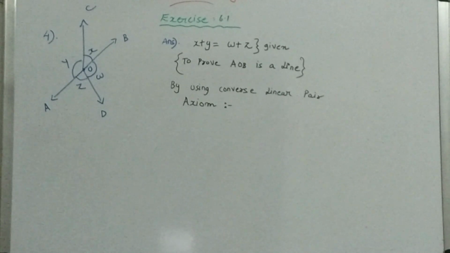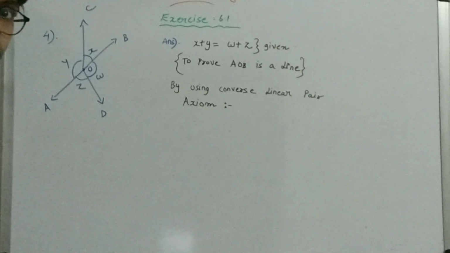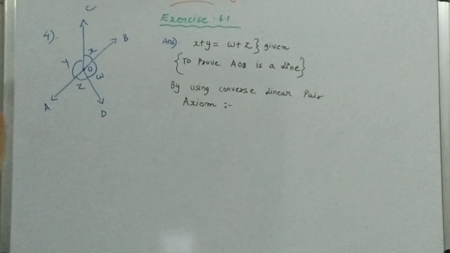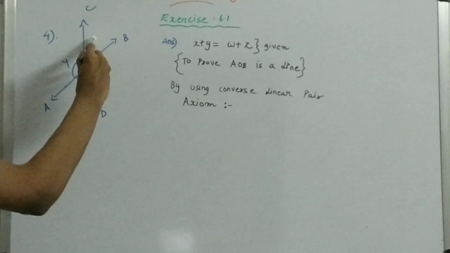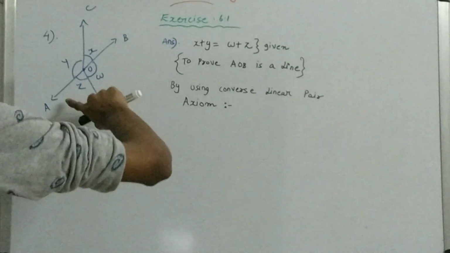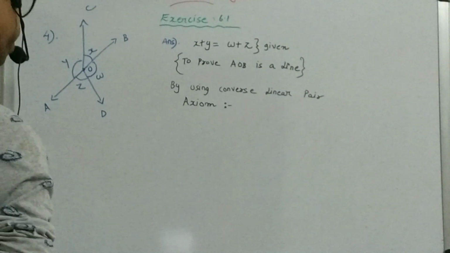Now we have learned in our introduction video about the converse of linear pair axiom. If you see, this is the ray OC. If somehow we prove that x plus y is equal to 180, that is, x and y are a linear pair, we can say that AOB is a line by the converse of linear pair axiom. So here our main aim is to prove that x plus y is equal to 180 degrees. Let's see how we will do it.